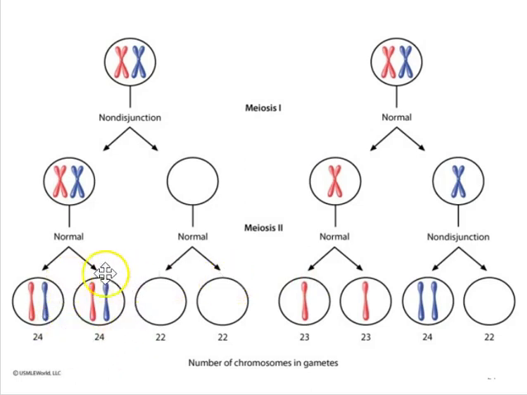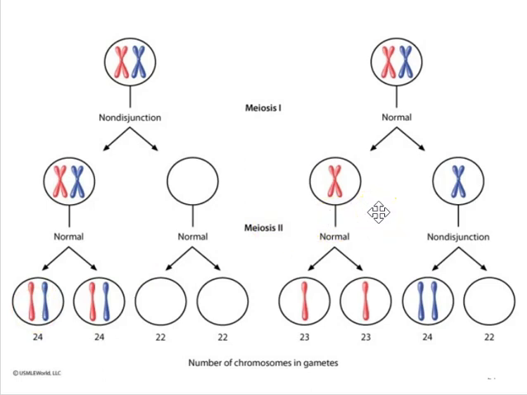One of the ways that you can spot if this sort of problem happened, if nondisjunction happened during meiosis 1, is that for any alleles on this chromosome pair, if you had a heterozygote, you would see both alleles present in the gamete.